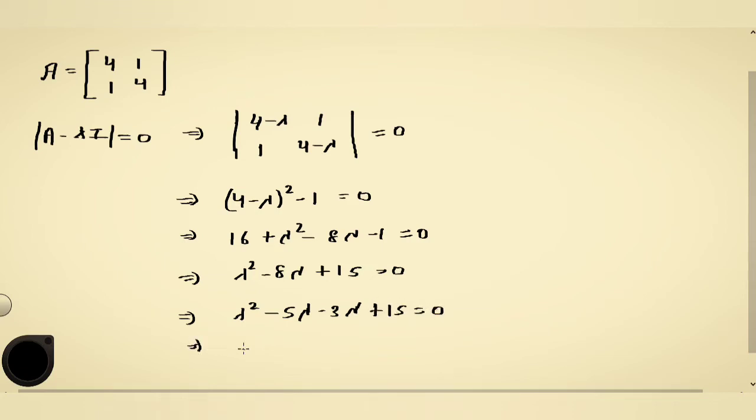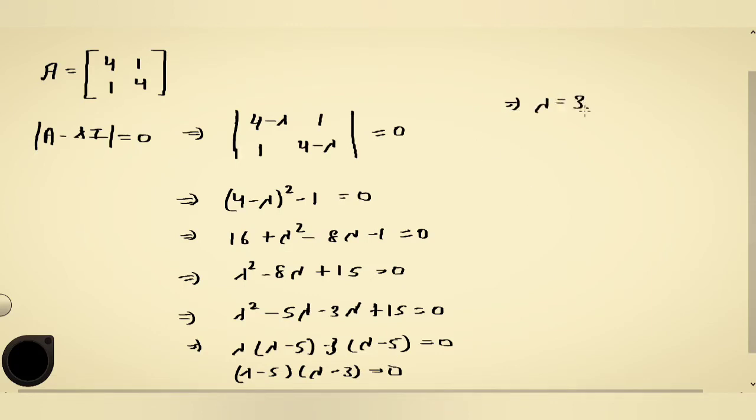Here you can take lambda common, and it becomes lambda minus 5, and from the rest you can take minus 3 common, and it becomes lambda minus 5. From these two factors, one is lambda minus 5 and the other is lambda minus 3, equal to 0. You can see the values of lambda become 3 and 5. So these are the eigenvalues, guys.